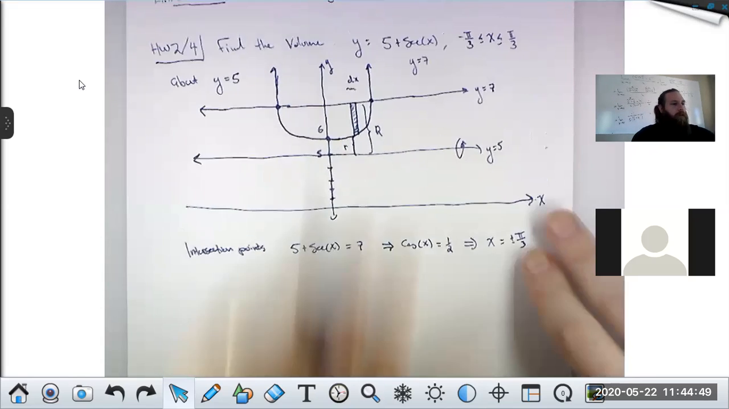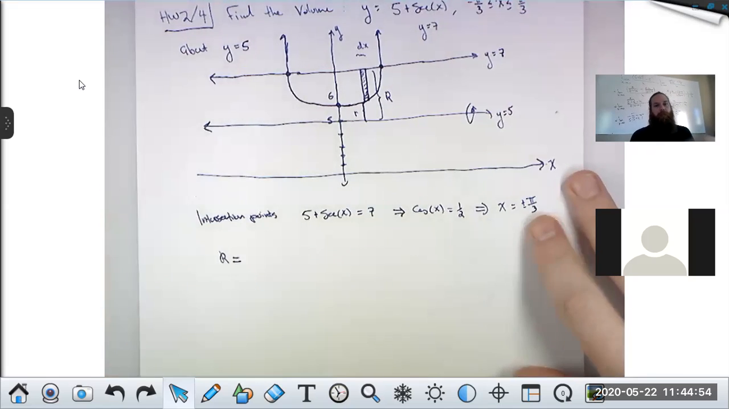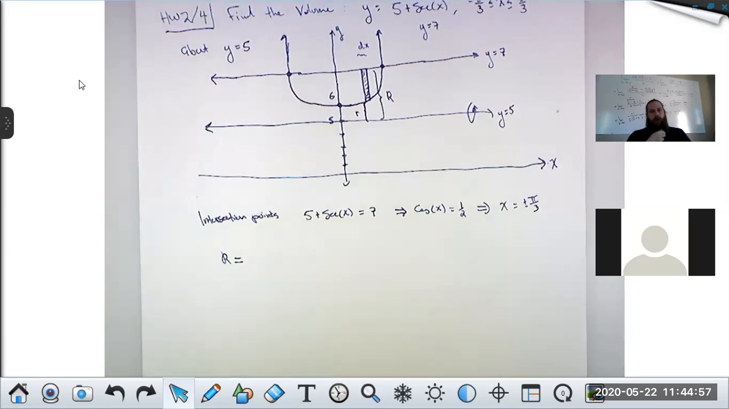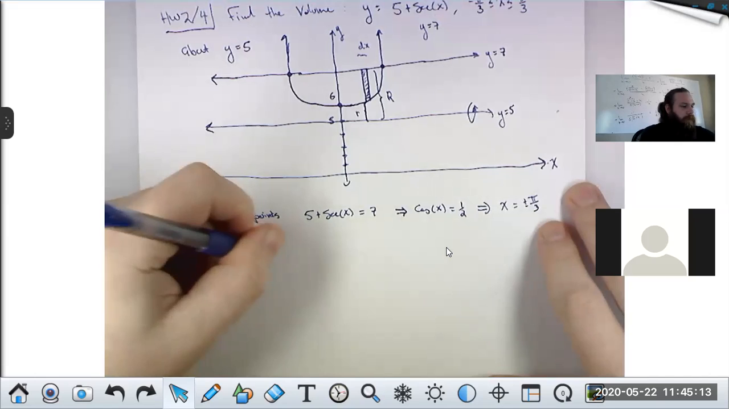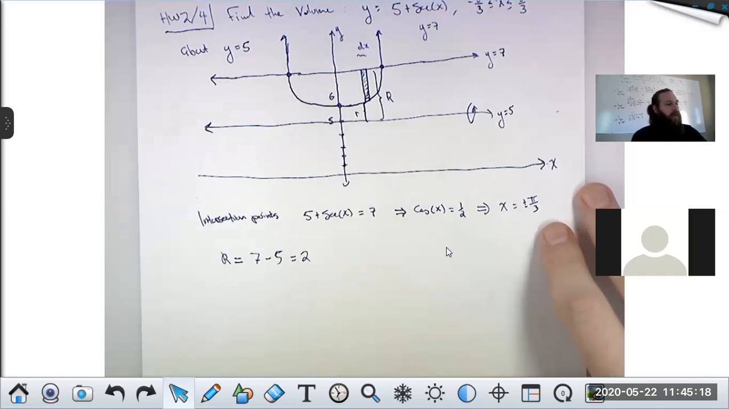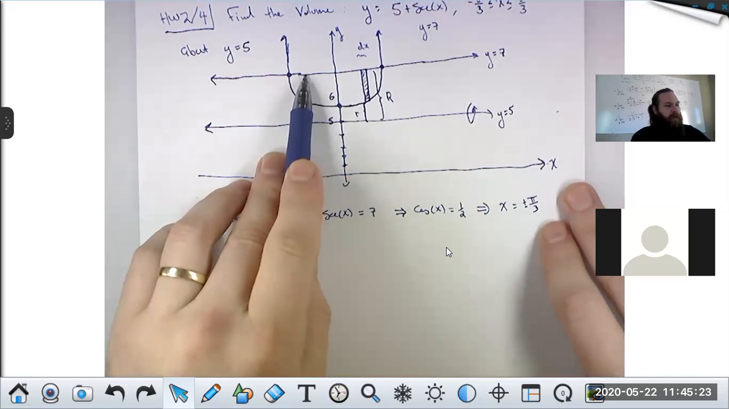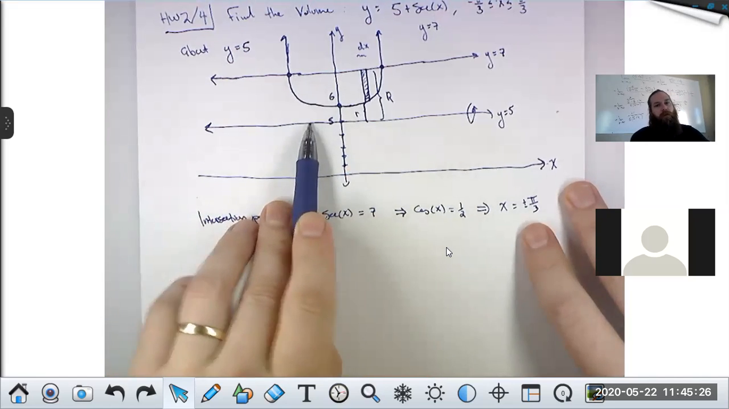Who can help me out with big R? What is big R? What is the distance from the further end of the strip to the axis of rotation? This is the easier of the two. Yeah, 7 minus 5, which is 2. It's constant. It doesn't care where I'm looking in this region, the distance from the further end of the strip will always be the distance from y equals 7 to y equals 5, the axis of rotation.